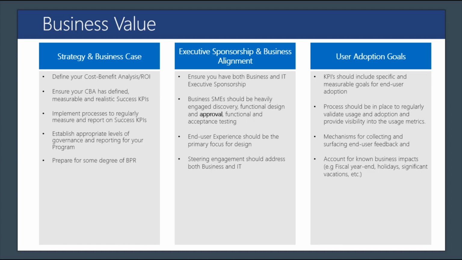You want to make sure that that's important. And then lastly, in terms of considering your adoption goals and your overall program plan, you want to make sure that you account for known business impacts. For example, a fiscal year end, holidays, and significant vacations. I reference that because some companies will take a week off, do a week shutdown, or take a week off as a company at different points in time during the year, and those things can have an impact on your adoption goals, so you want to make sure that you account for those.